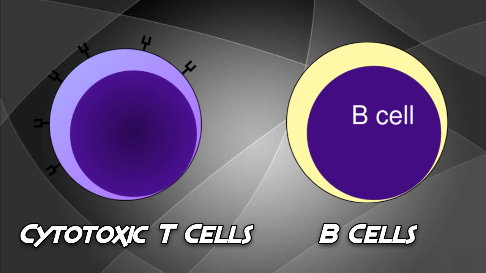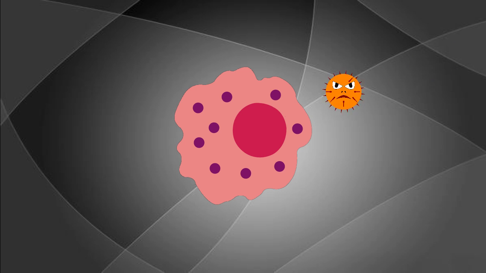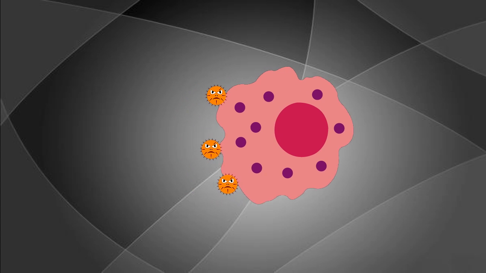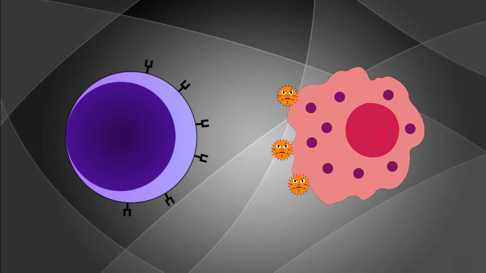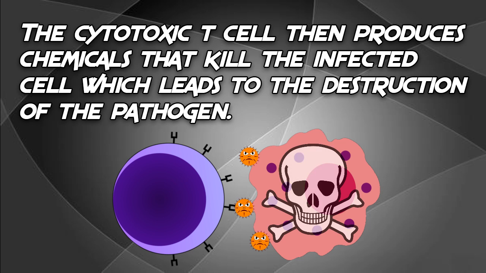From this point, the immune response takes two paths, one which uses the cytotoxic T cells and one which uses the B cells. Normal cells of the body that get infected can also digest some of the pathogens and display the antigen fragments on their surfaces. The cytotoxic T cells that can recognize the antigen displayed on the infected cell then latch on. The cytotoxic T cell then produces chemicals that kill the infected cells, which leads to the destruction of the pathogen.